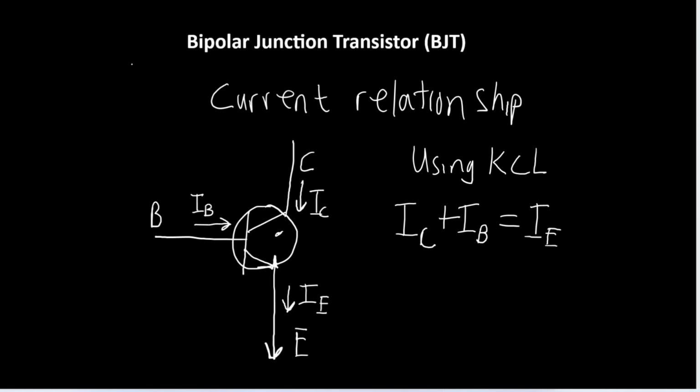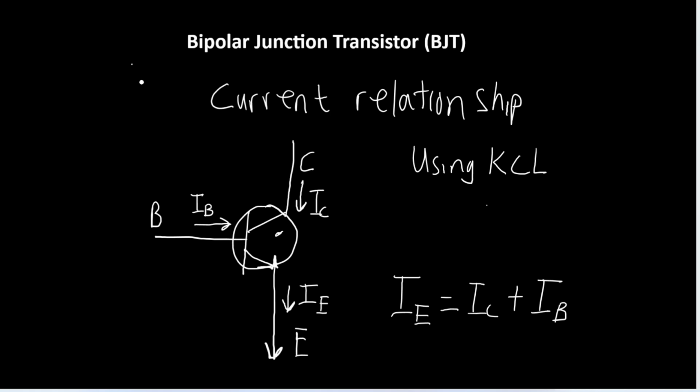Now, you can write this as IE is equal to IC plus IB. Nothing has changed; we just write the expression. Now, this is our current relationship. This is how our currents are related in our BJT.